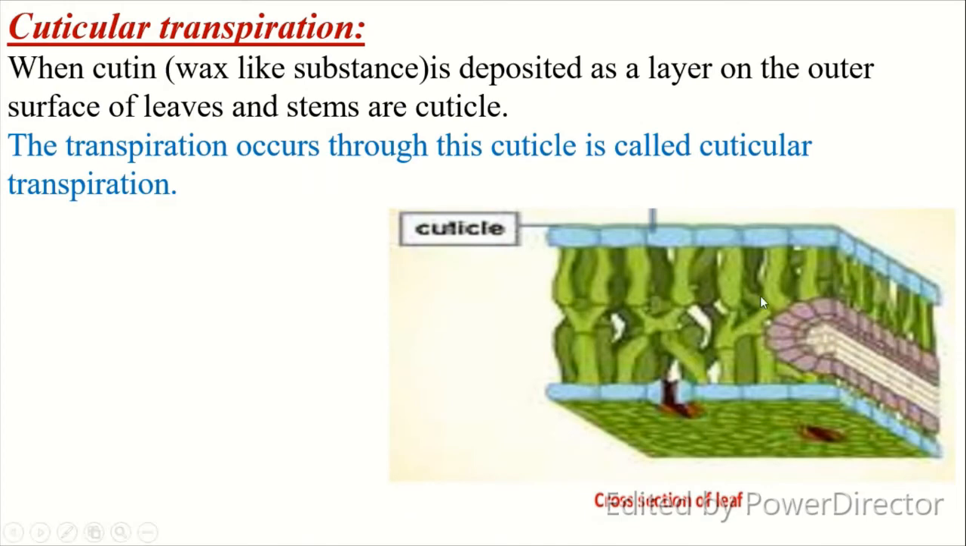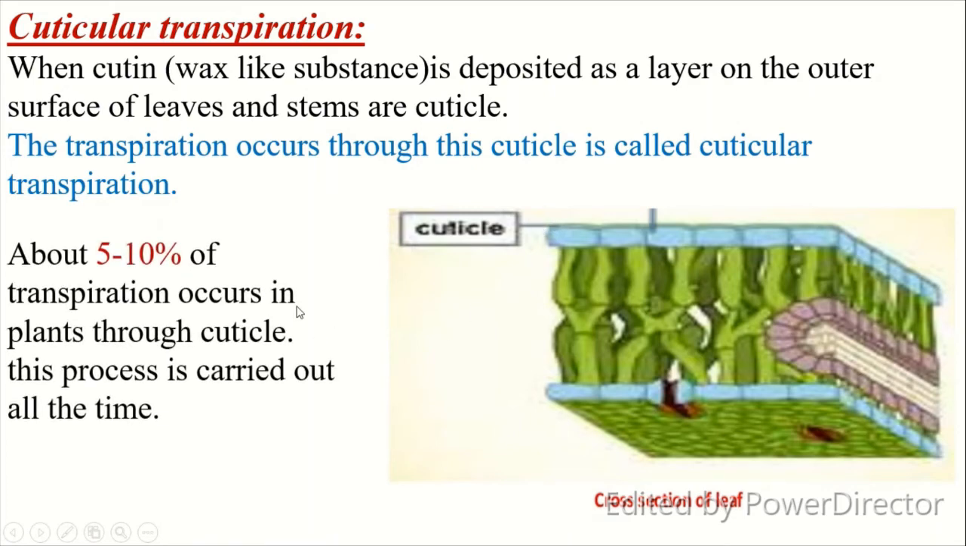In this figure, on the upper layer of the leaf, there is a thick layer. This thick layer is made up of cutin, and cutin is a wax-like substance. Through this cutin, a small amount of water is released, and about 5 to 10% of transpiration in plants occurs through the cuticle, and this process is carried out all the time.